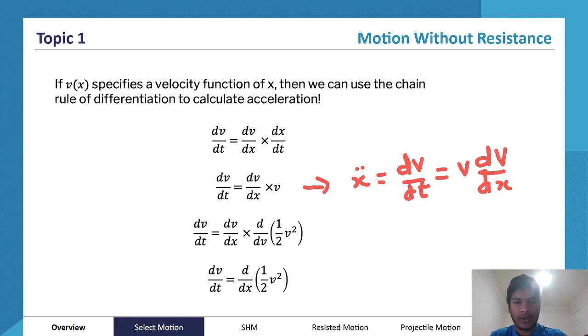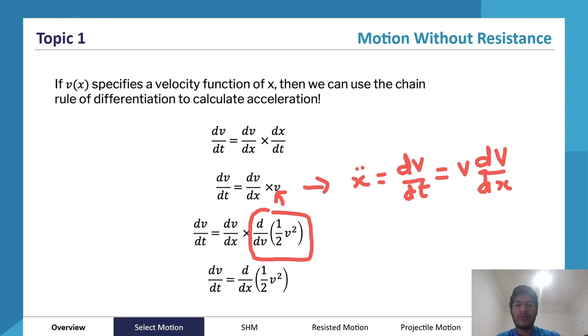Now, you might be wondering where that came from, but if you just evaluate this derivative here, that's the derivative of v squared on 2. If you use just power rule there, that's just going to be v, right? And so all we're doing is we're replacing that v with a derivative expression equivalent to it.